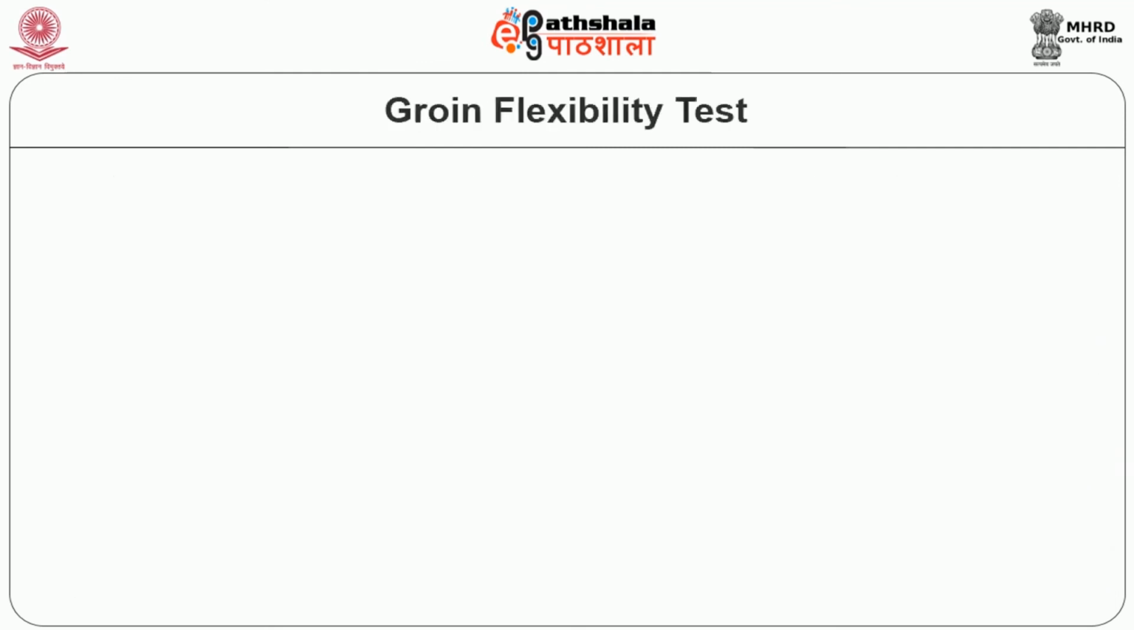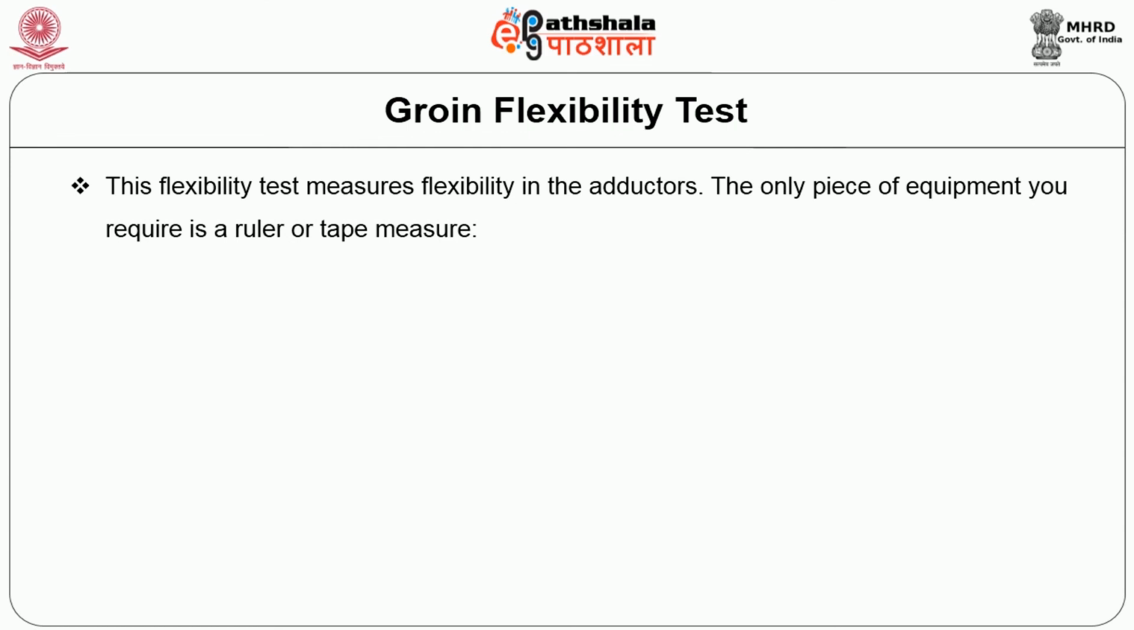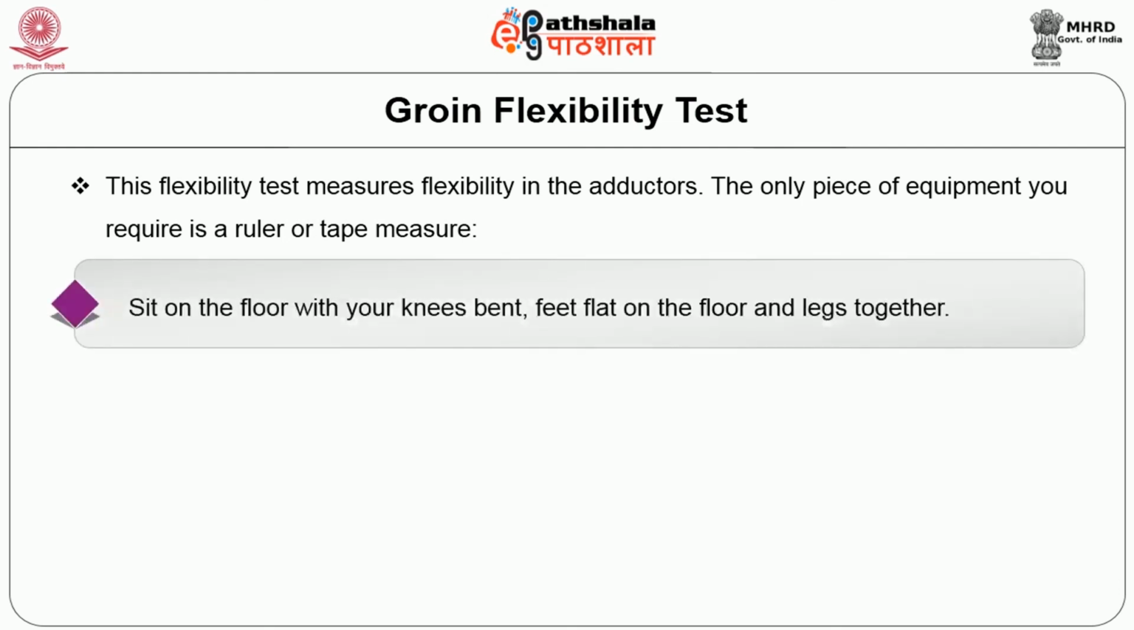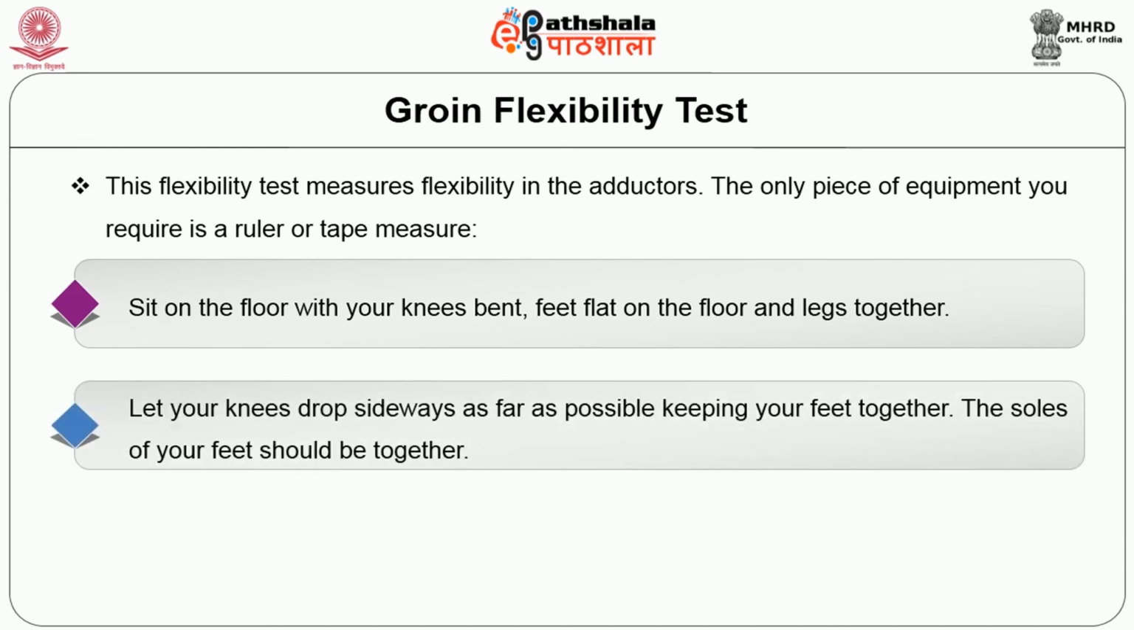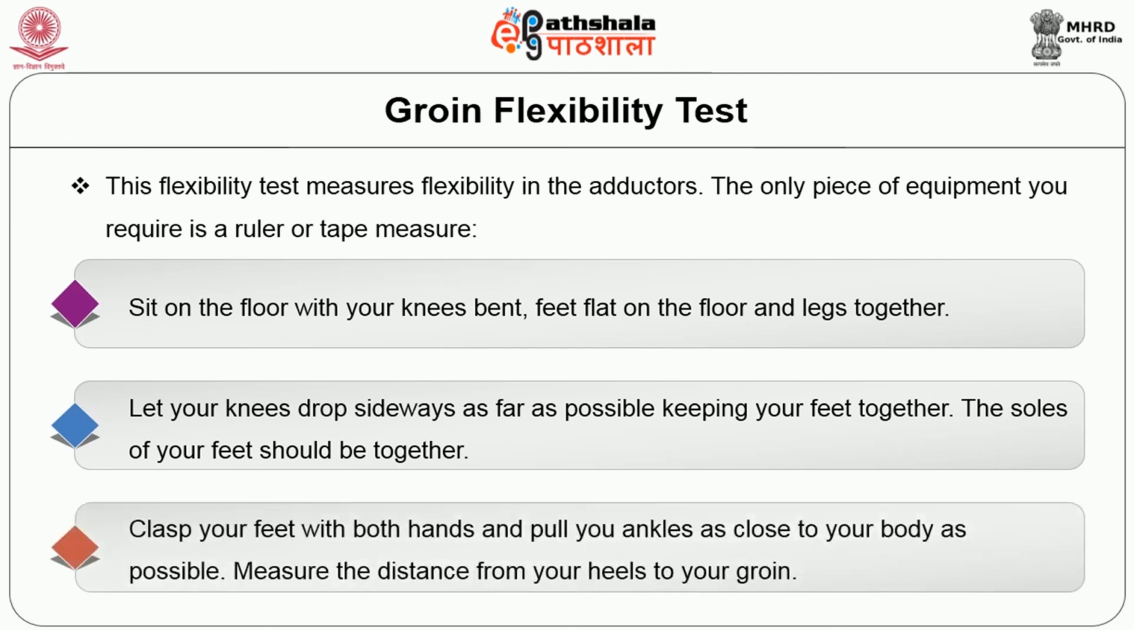Next is the groin flexibility test. This flexibility test measures flexibility in the adductors. The only pieces of equipment you require are a ruler and tape. Sit on the floor with your knees bent, feet flat on the floor and legs together. Let your knees drop sideways as far as possible, keeping your feet together. The soles of your feet should be together. Clasp your feet with both hands and pull your ankles as close to your body as possible. Measure the distance from your heel to your groin.